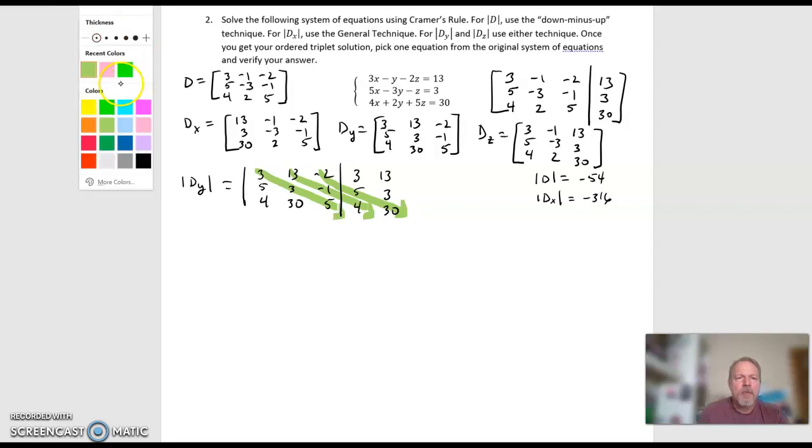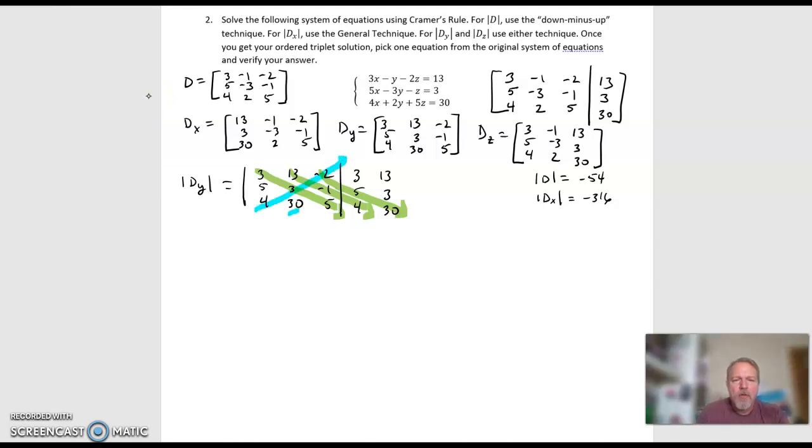And then my 3 ups. We do blue. 4, 3, negative 2, 30, negative 1, 3, and 5, 5, 13. So my 3 ups. So let's do that pretty quick. I want to do some of this in my head. 3 times 3 is 9, times 5 is 45, plus 13 times negative 1 is negative 13, times 4 is negative 52, plus negative 2 times 5 is negative 10, times 30 is negative 300. Subtract big parentheses.